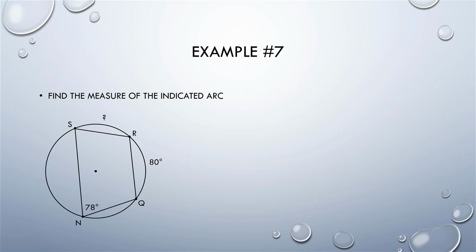So let's look at a few different types of problems focused more on finding arc measures and angle measures combined. Find the measure of the indicated arc. We're trying to find this question mark that relates to arc RS, and they give us the angle 78 degrees. 78 degrees is an inscribed angle because the vertex of it is on my circle. So I'm going to trace out my angle so I can find the intercepted arc.